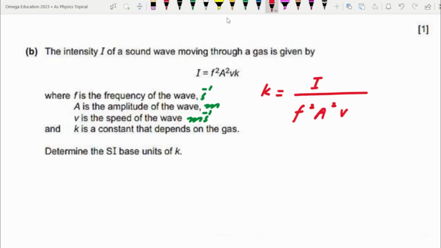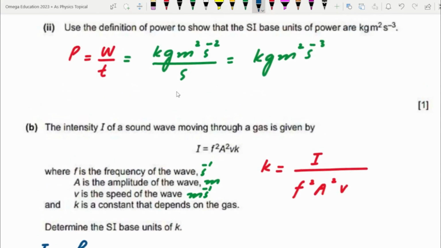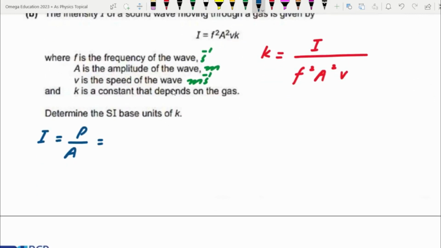Then I is not the current, I is the intensity of sound. At this stage you have not studied the formula of intensity of sound or intensity of a wave, so I'm going to write over here intensity equals power divided by area. Power per unit area, that is the intensity. What do we have for power? We did it already up there: kg m² s⁻³, divided by, for area, meter square. So meter square cancels out, and you'll be left with kg s⁻³ for intensity.